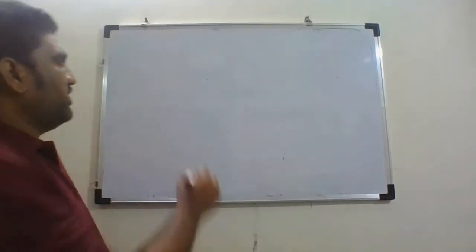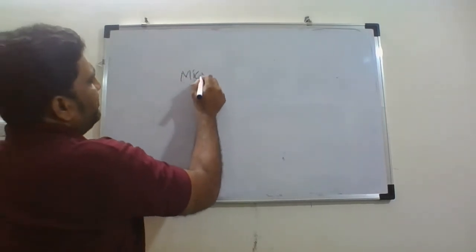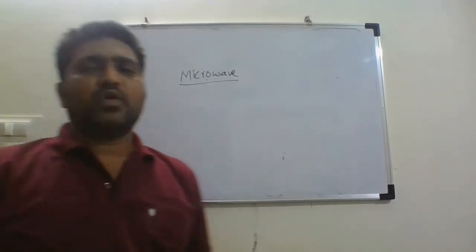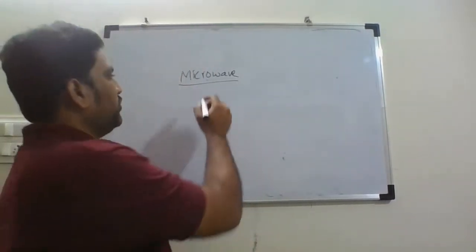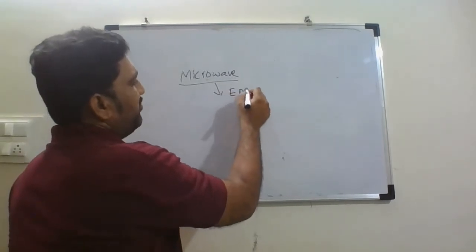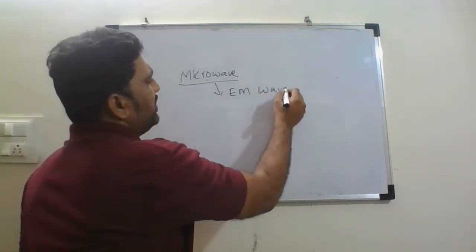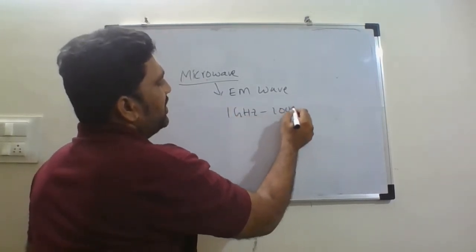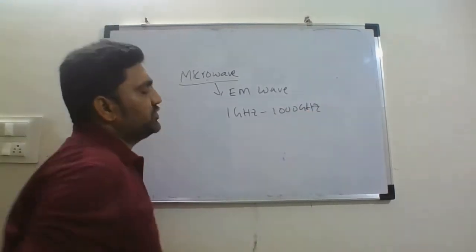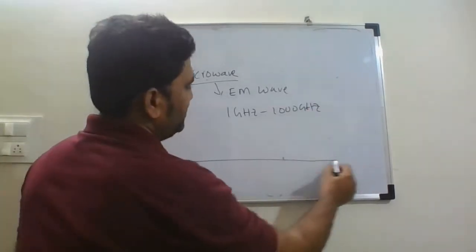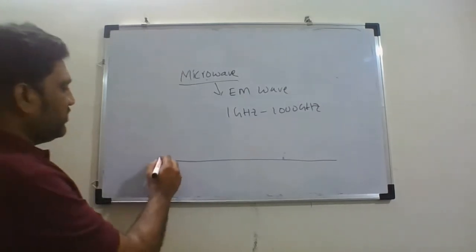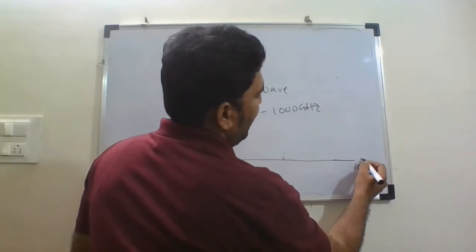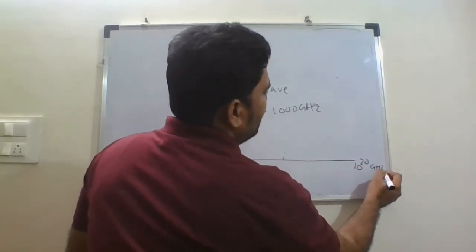Firstly, what is a microwave signal? A microwave signal is basically an electromagnetic wave. It is a type of EM wave having a particular frequency ranging between 1 gigahertz to 1000 gigahertz. We all know the electromagnetic spectrum, right? We have frequencies from 1 gigahertz to several thousands and lakhs of gigahertz, so 10 power 20 gigahertz.